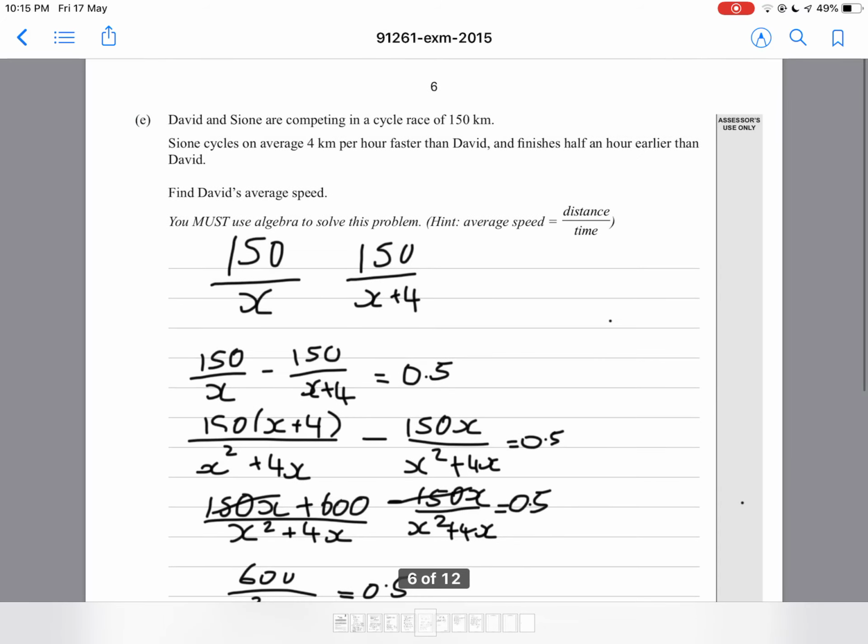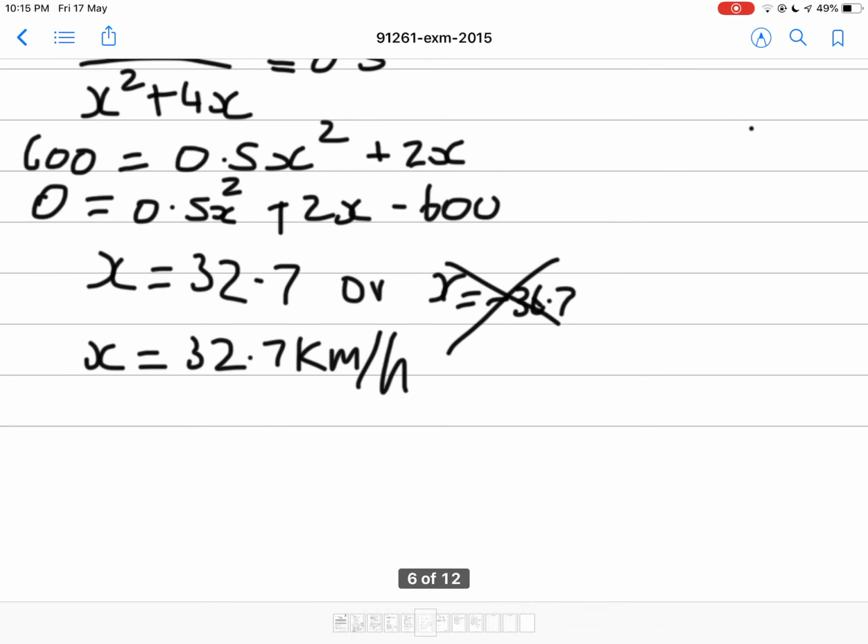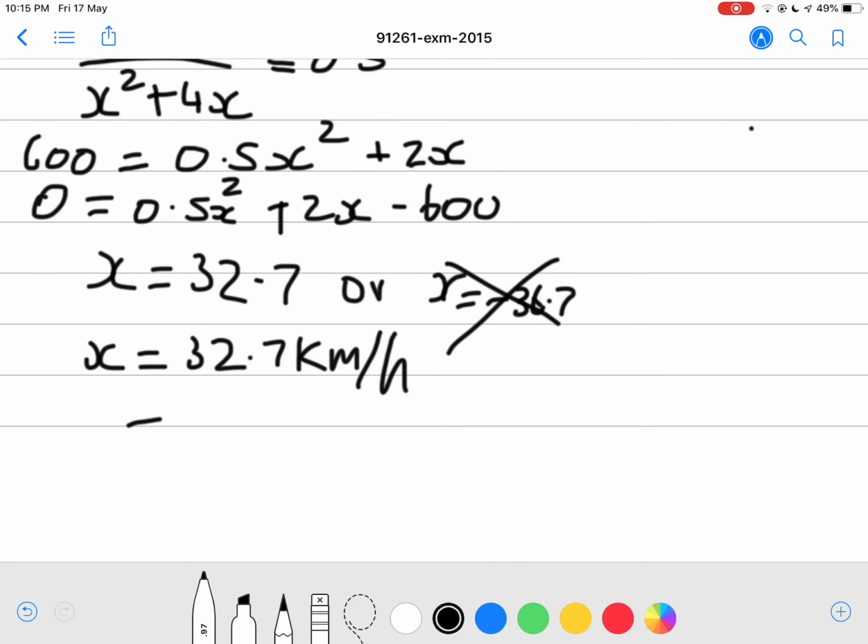Okay, we're going to go back. What did the question ask us? Find David's average speed, okay? So because David's average speed is x, and we found x, therefore 32.7 kilometers per hour is David's average speed. That's our final answer here.